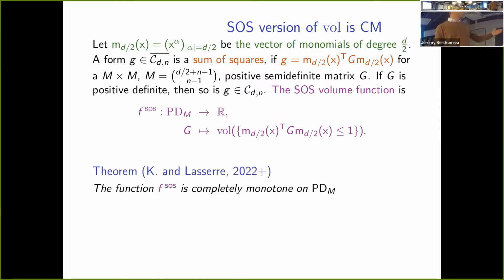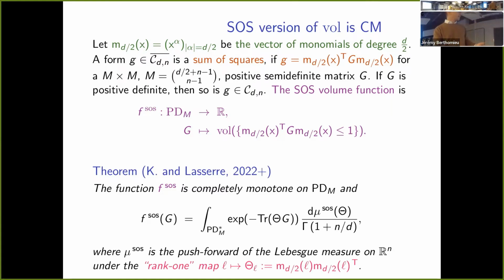Again, just because the map that sends G to the SOS form is linear, you compose it with a completely monotone function and you get a completely monotone function, and the associated integral representation looks similar to the one for the general positive definite case. Here you integrate over the dual of the positive definite cone, and again your measure is a push forward of the Lebesgue measure under this generalized rank 1 map.